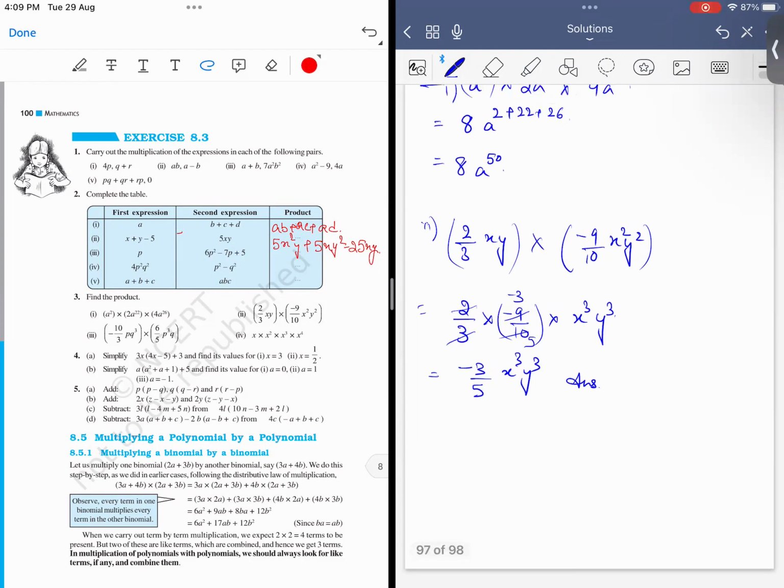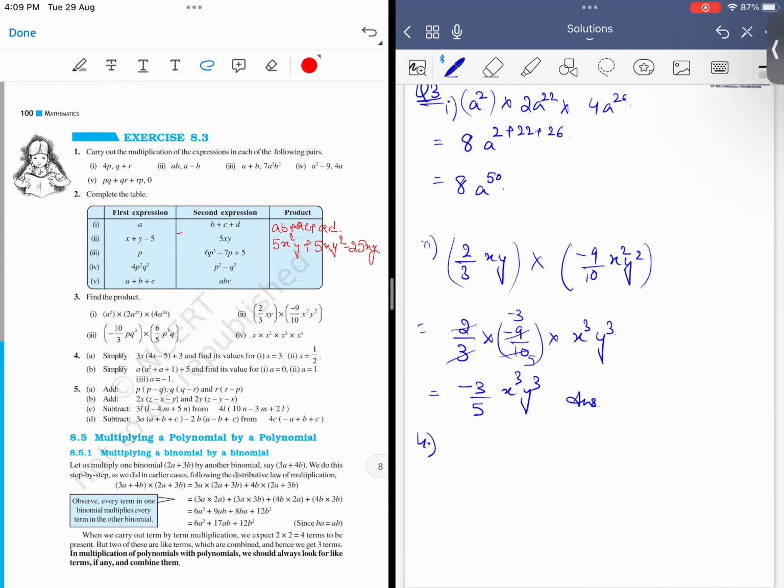Next, question number 4. Simplify and find its value. So first of all, the given expression, you will simplify, that is 3x into (4x minus 5), a product of two expressions. So again, you multiply each of the terms. So 3x into 4x, that is 12x square, minus 3x into 5, this is 15x. So this is our expression simplified, and then you have to find it for two values of x. For x is equal to 3, that means in place of x, we will put 3 in the above expression.